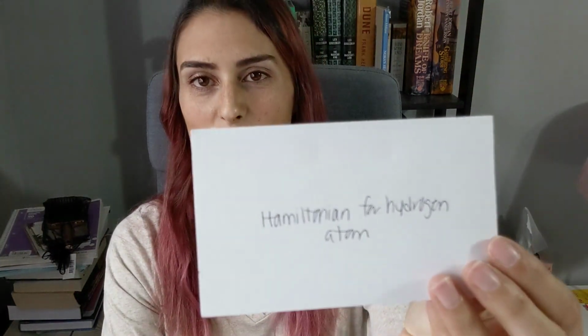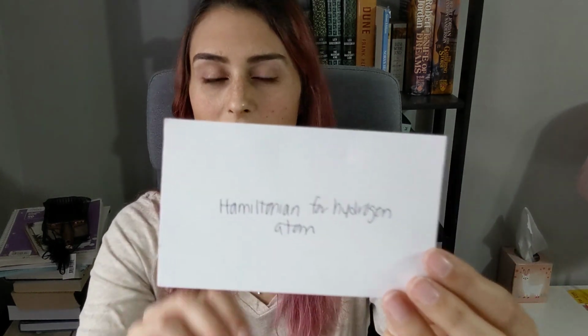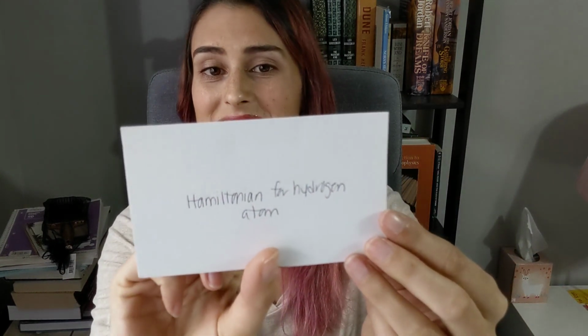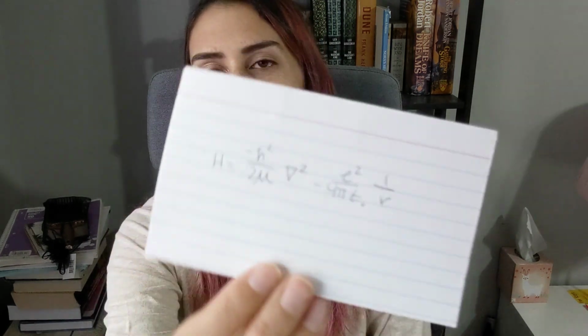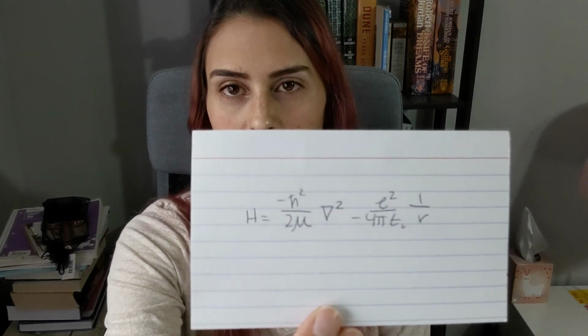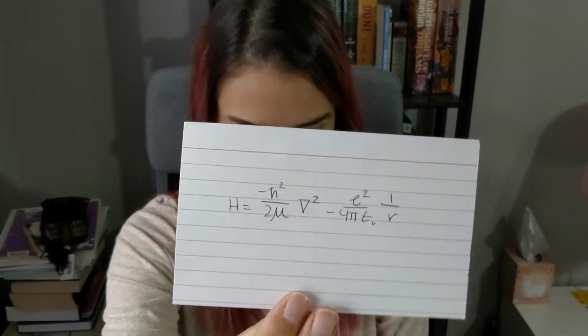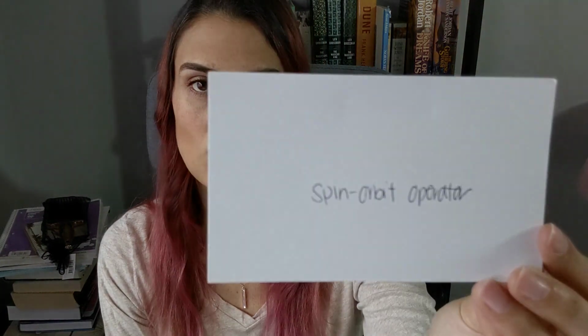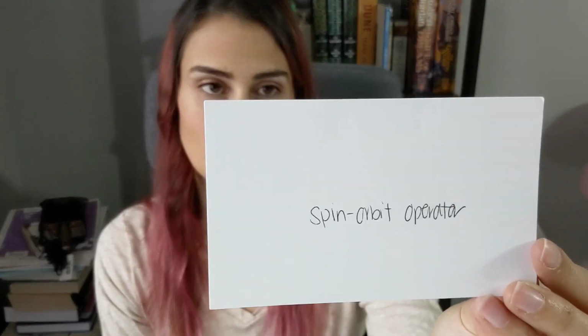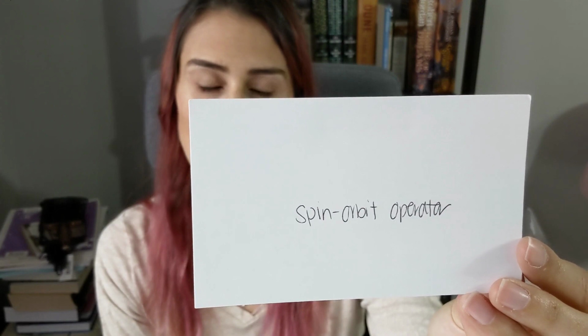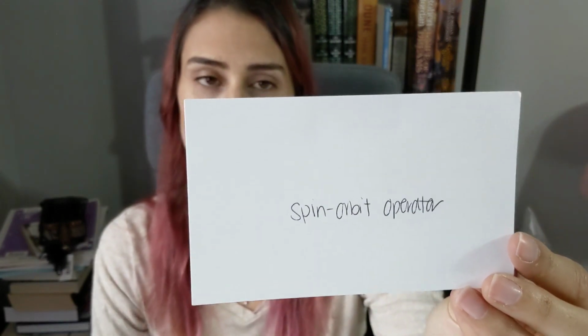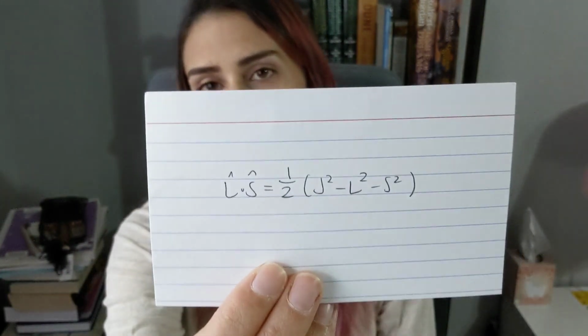The Hamiltonian for the hydrogen atom is H equals negative h bar squared over 2 mu times the Laplacian, minus e squared over 4 pi epsilon naught times 1 over r. The spin orbit operator is L hat dot S hat, and it equals 1/2 times the quantity J squared minus L squared minus S squared.